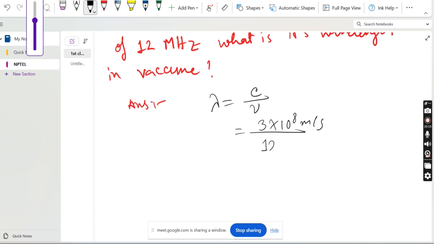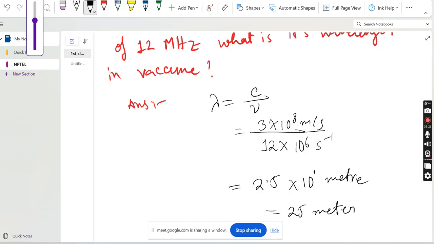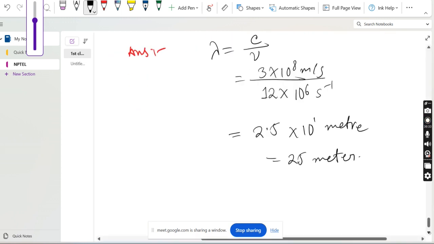By mu is 12 megahertz, it is this second inverse. So after calculation, it would be 2.5 into 10 to the power 1 meter. So that would be 25 meter. So this is a very easy and straightforward question.